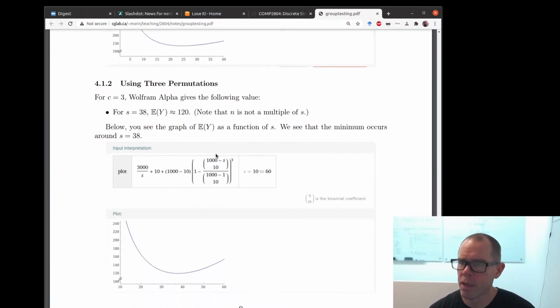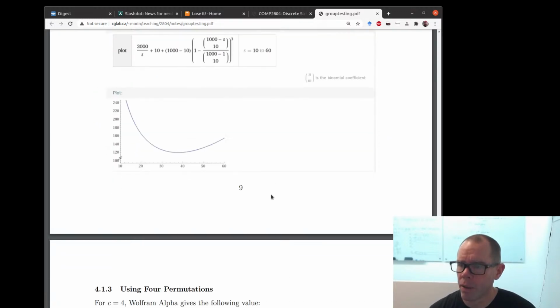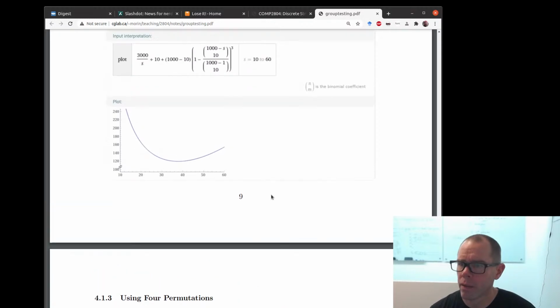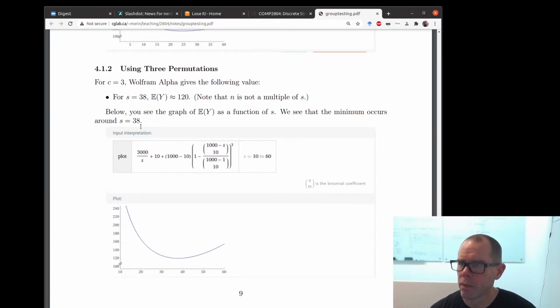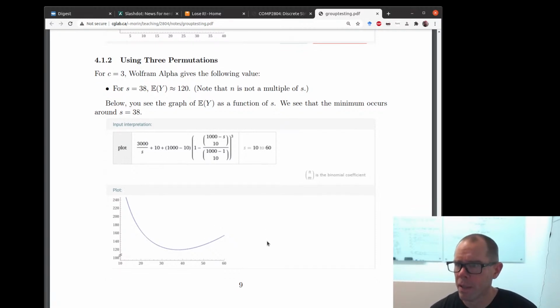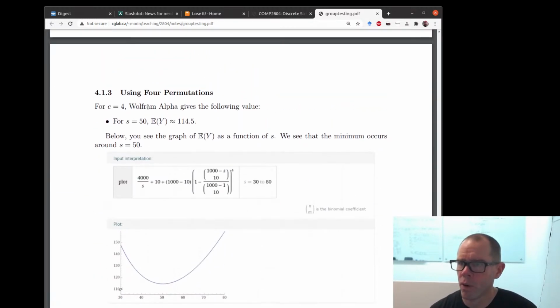For c equals 3, well, he doesn't tell us the number of tests here, but I guess it's not the best one. And for c equals 4, if we're willing to take 4 permutations, we can get by with 114.5 tests on average. So that certainly beats 196, and it means that we're basically saving nearly a factor of 10 versus the naive approach of testing every single person individually.